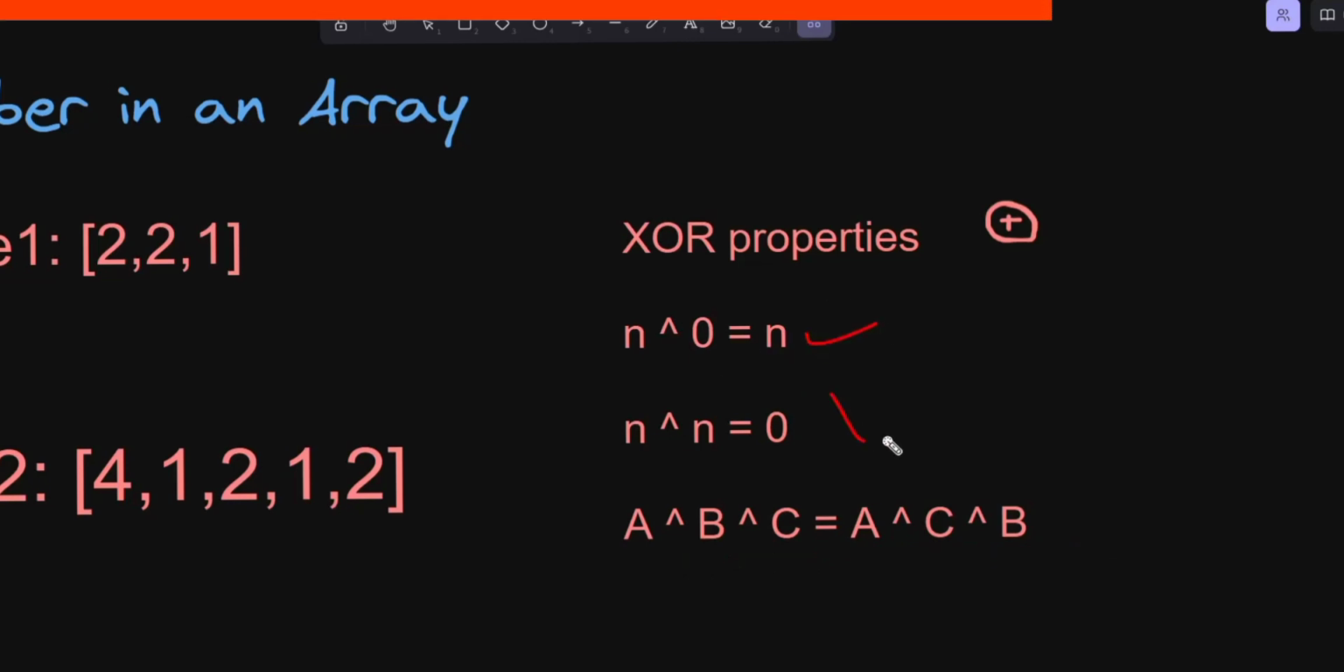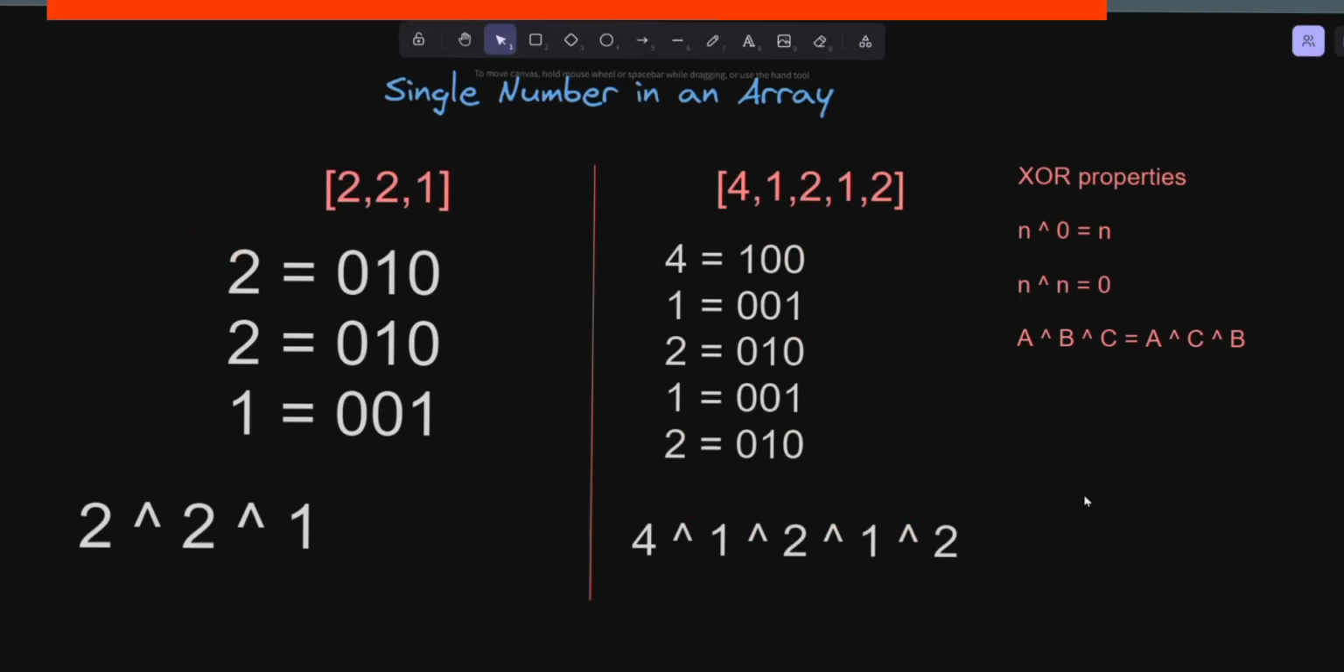These are the three main properties of XOR, and we will implement this XOR operator in this example. Let's see how we're going to implement it. Here you can see we have this array, and I have written it in binary numbers. First let's see this example, and for this list, we have to first XOR these things.